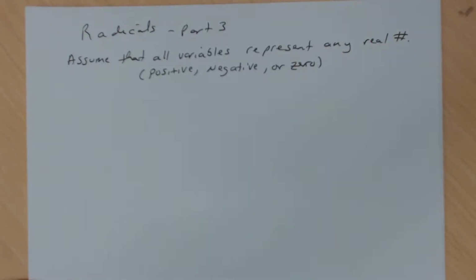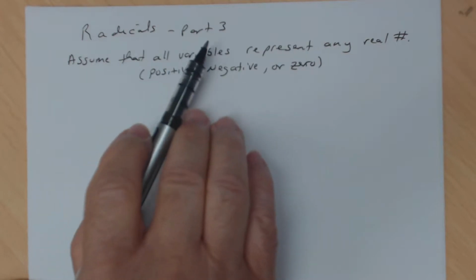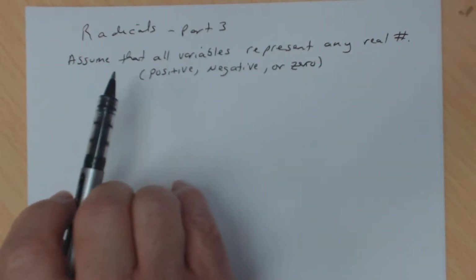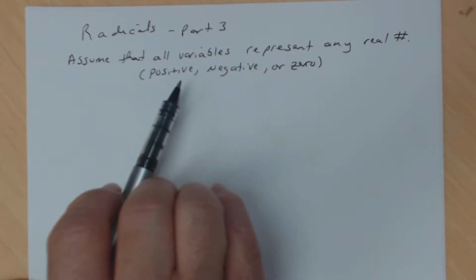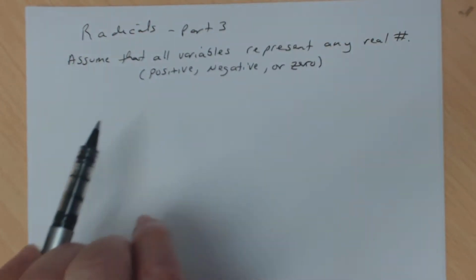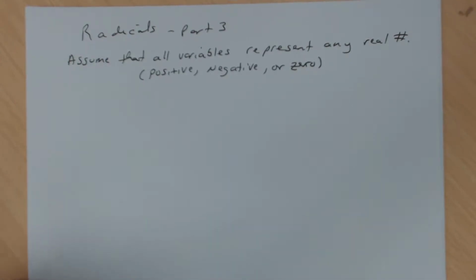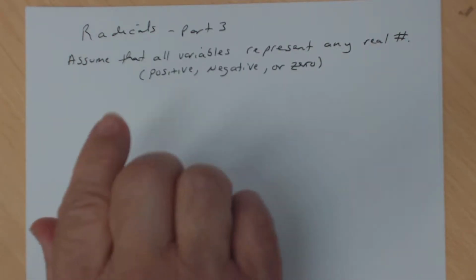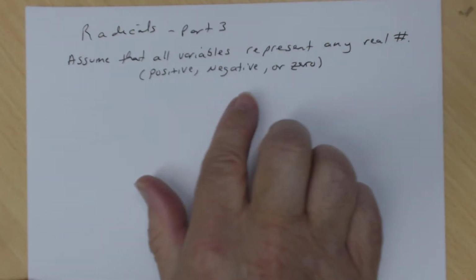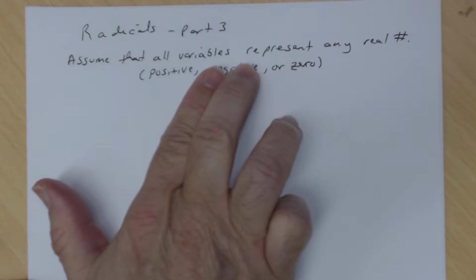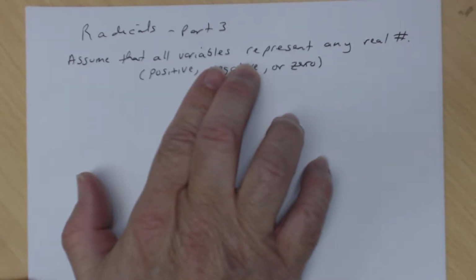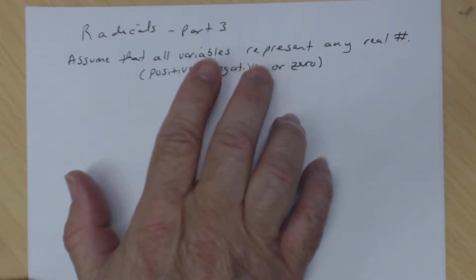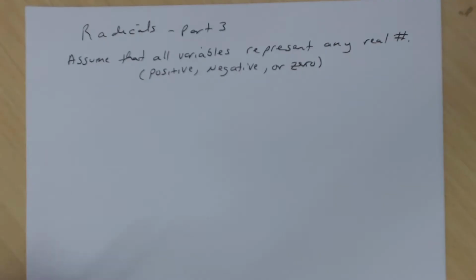Okay, so in this lesson, again, we're talking about radicals, and this is part 3. This time, though, we're going to assume that all the variables represent any real number, whether it's positive, negative, or 0. In the previous two lessons, we assumed that they were non-negative, meaning that they were either positive or 0. That's what we assumed, and so we didn't really discuss that at that point, because it wasn't really necessary. Now it's going to be necessary.